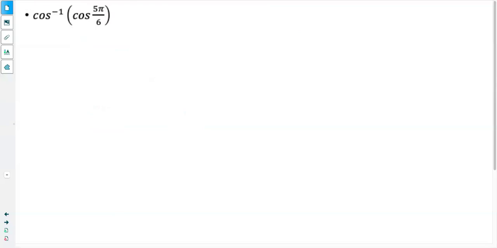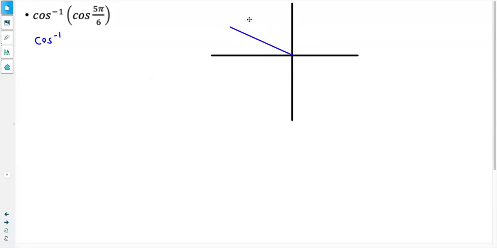Next one, we've got cos⁻¹ of cos of 5π/6. So cos 5π/6, if we were to draw that out, would be over here. If that's 5π/6, that gives us π/6, which gives us this side being 1, this side being 2, this being -√3.